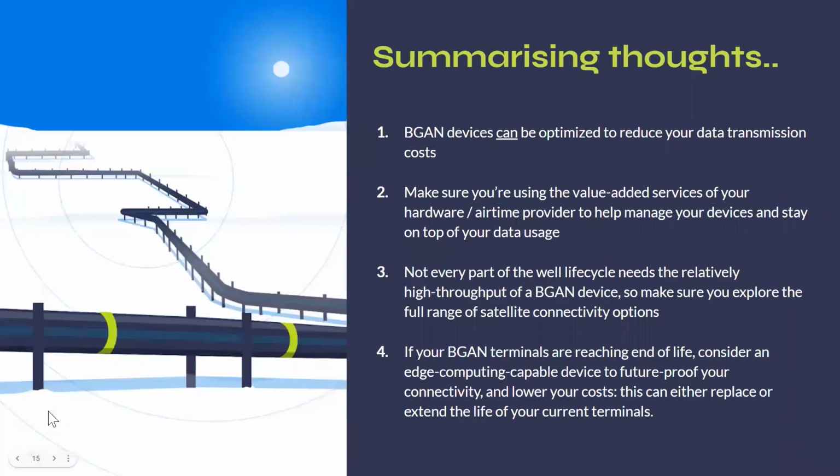So in summary, BGAN devices can be optimized to reduce your data transmission costs. The mitigation of the BGAN data size can be achieved using the power of reporting by exception, as we've described, and it can also be achieved by implementing things like edge computing and these publish/subscribe protocols such as DMP3 or MQTT. We would absolutely urge you to make sure you're using the value-added services of your hardware airtime provider to help manage your devices and stay on top of your data usage. We've talked a lot about Ground Control's Cloud Loop service. It's very good. I'm sure it's not unique. Make sure that you're working with a provider that can give you tools like that.